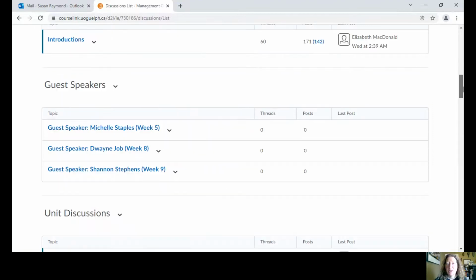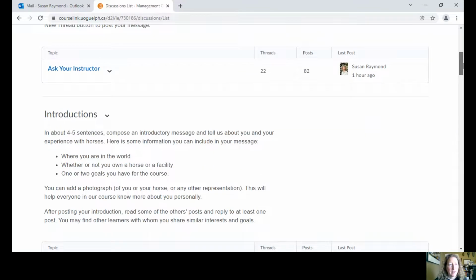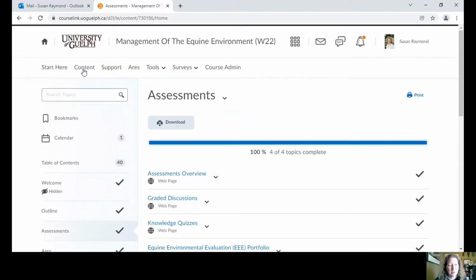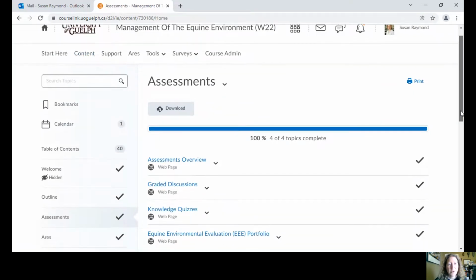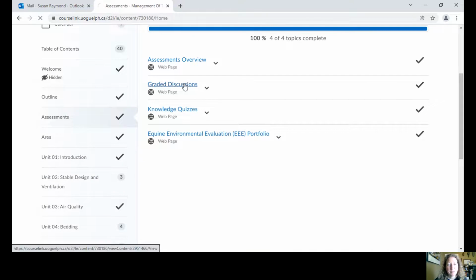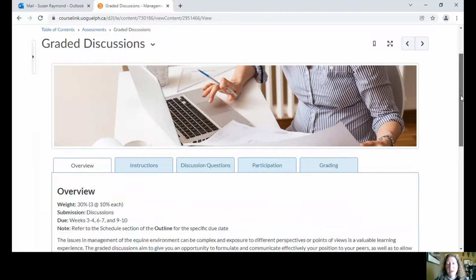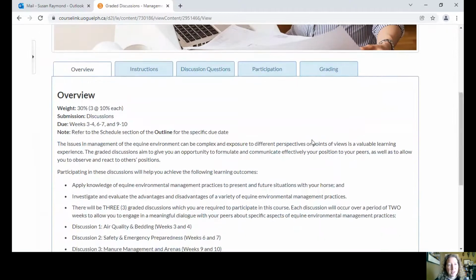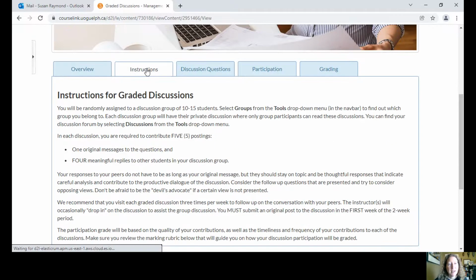Now, to make sure that everybody's aware of the assessment for this portion of the course, if you go under content, under assessments, scroll down to graded discussions, and then you will see a number of tabs that describe this part of the grading procedure. As I said, this week and next week is graded discussion number 1, which covers air quality and bedding. With the instructions, you will see a bit more detail.